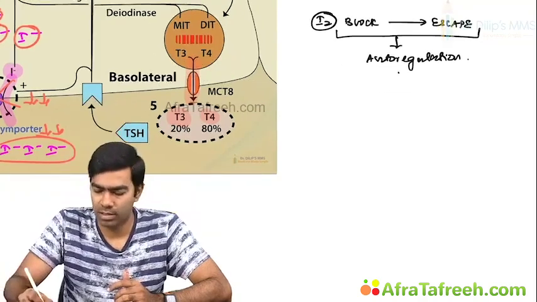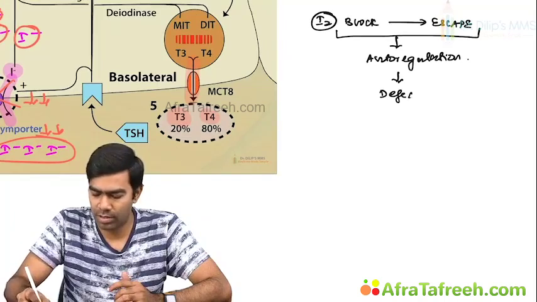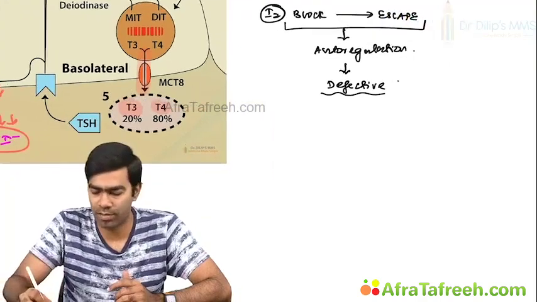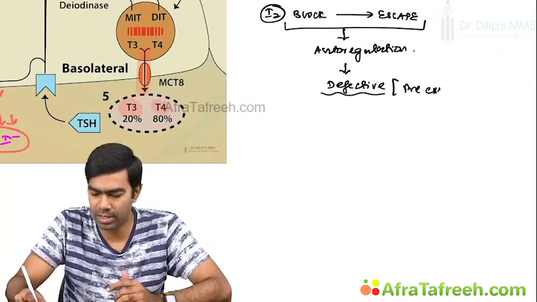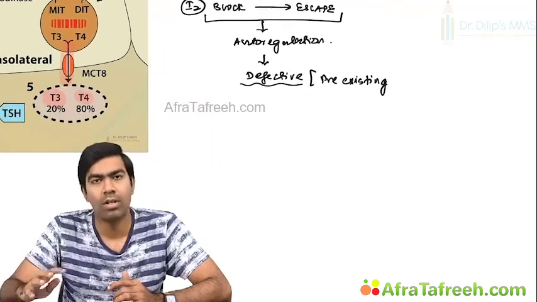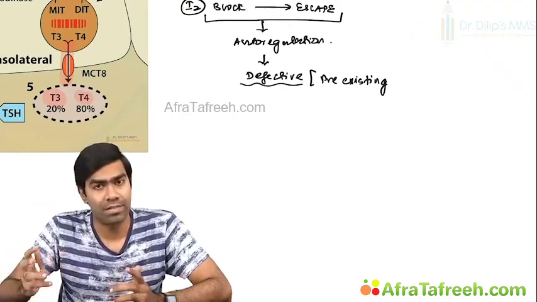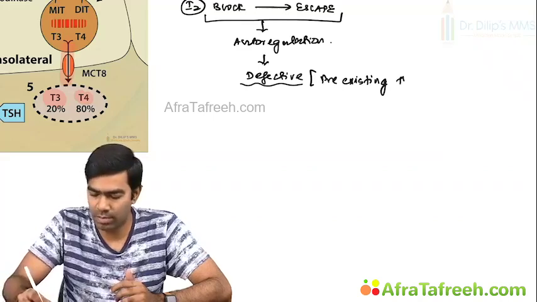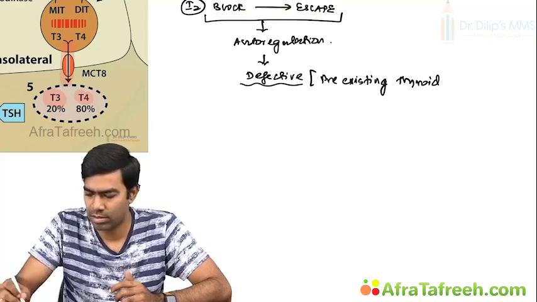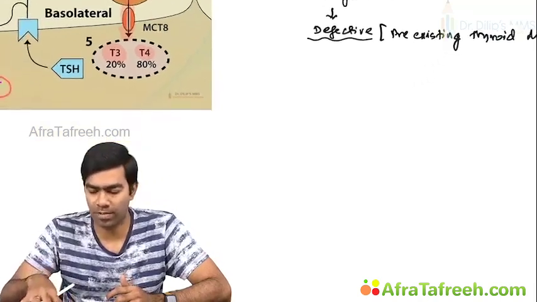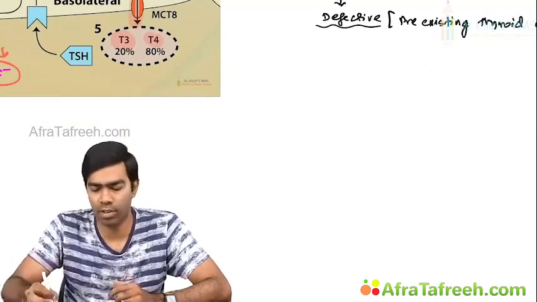For that matter, there can be defective autoregulation. Suppose this autoregulation is defective, it's not working properly. Where can it happen? In any patient with pre-existing thyroid disease like thyroiditis, or Graves' disease, or any condition with pre-existing thyroid disease may have, I'm not saying always have, may have a defective autoregulation. So there are two effects that are possible because of this defective autoregulation.